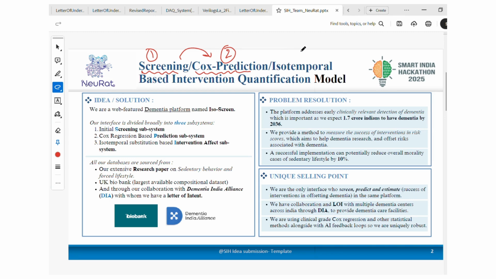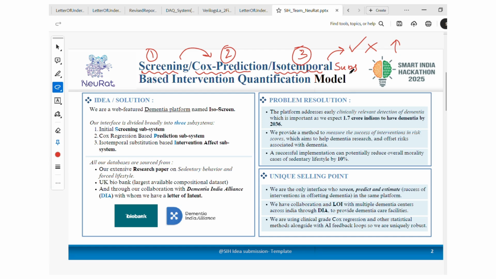We are an isotemporal based intervention quantification model. So what that means is we employ isotemporal substitution. Now, isotemporal substitution is a statistical model which basically takes in user data, and based on how the user is behaving throughout the day, we can predict how the risk scores are increasing or decreasing. Now this helps us identify if certain treatments are working or not, and based on that we can suggest new treatment plans for that specific user.